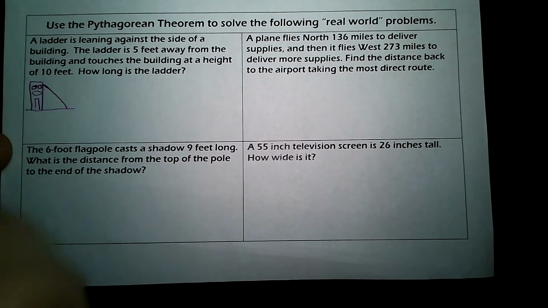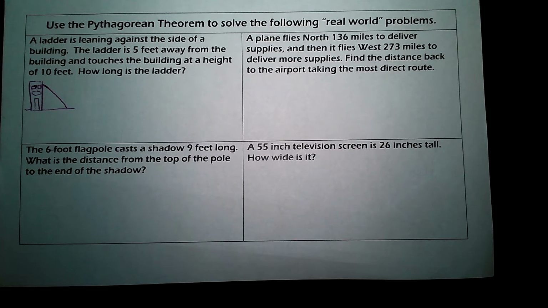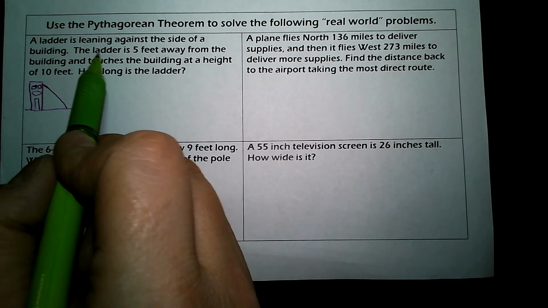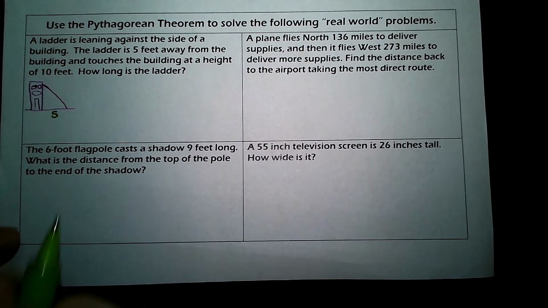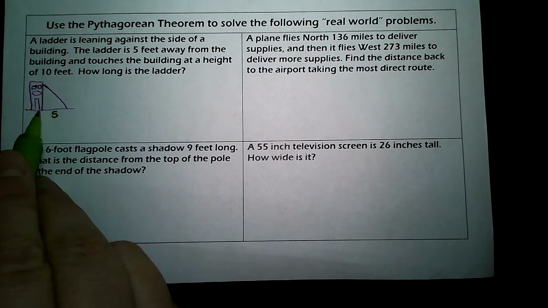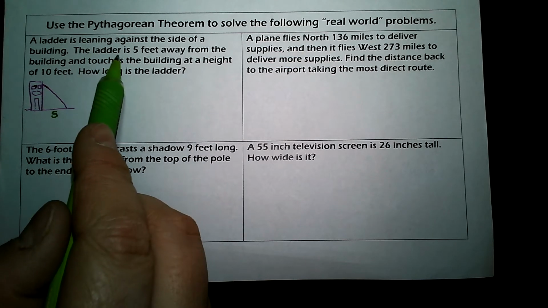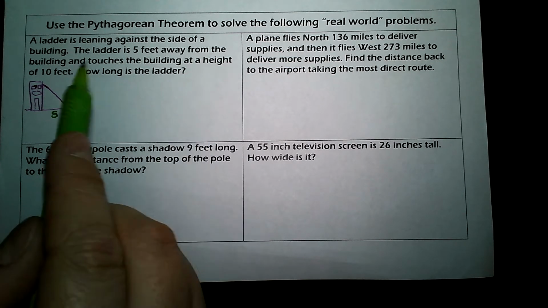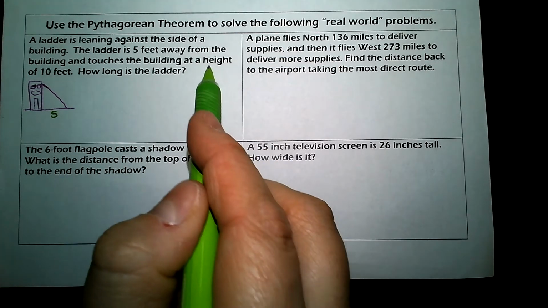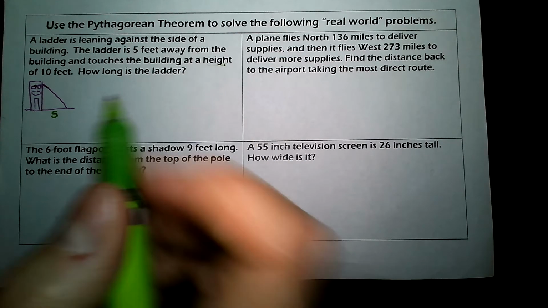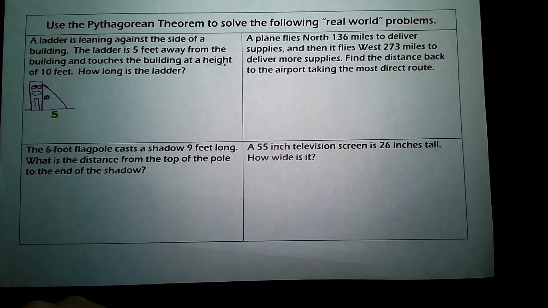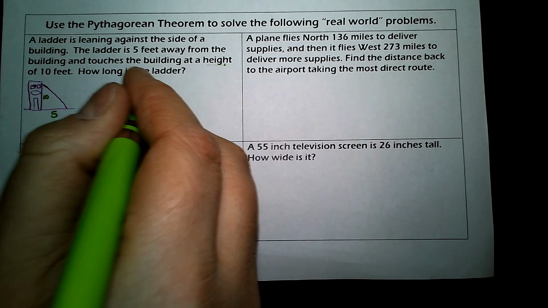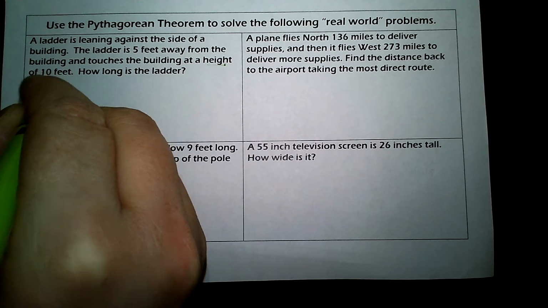Now, let's bring the math back into it here. It says a ladder is leaning against the side of the building. The ladder is 5 feet away from the building. There you go. There's the bottom of the ladder. There's the bottom of the building, 5 feet away. And it touches the building at a height of 10 feet. So way up here, that's 10 feet high. So this side is 10 feet long. How long is the ladder? There's my x. That's what I'm trying to know.